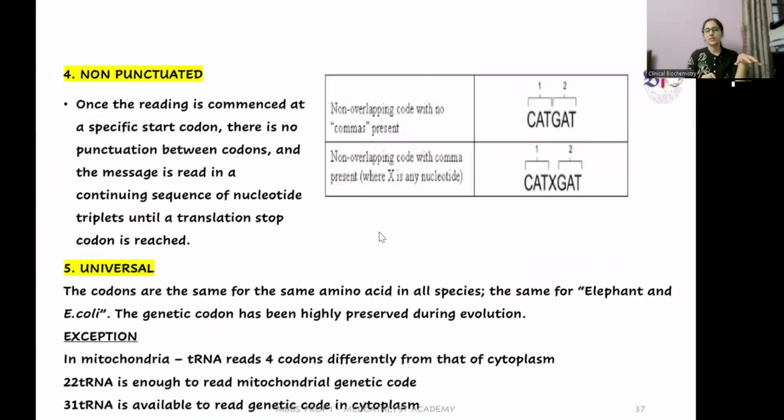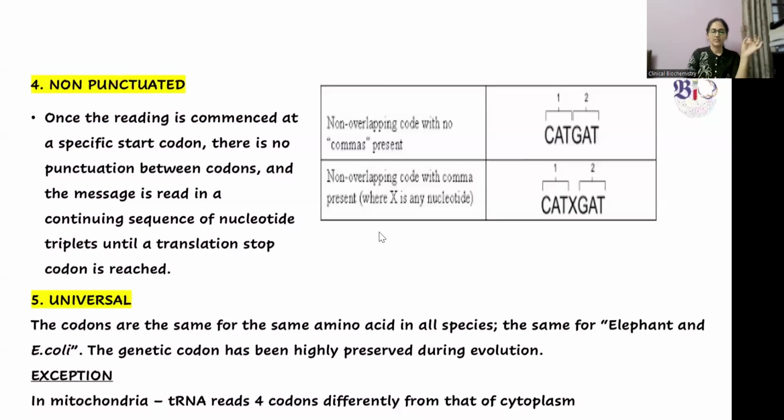Next is non-punctuated. What is non-punctuated? Once the reading is commenced at a specific codon, there is no punctuation. So you don't skip any nucleotide bases in between. So that is what is non-punctuated. Look at this example: CAT, that's followed by the second codon. If I have any base in between, I will not skip it. So 1, 2, 3, 4, 5, 6, 7, 8, 9. That's how it should be read.